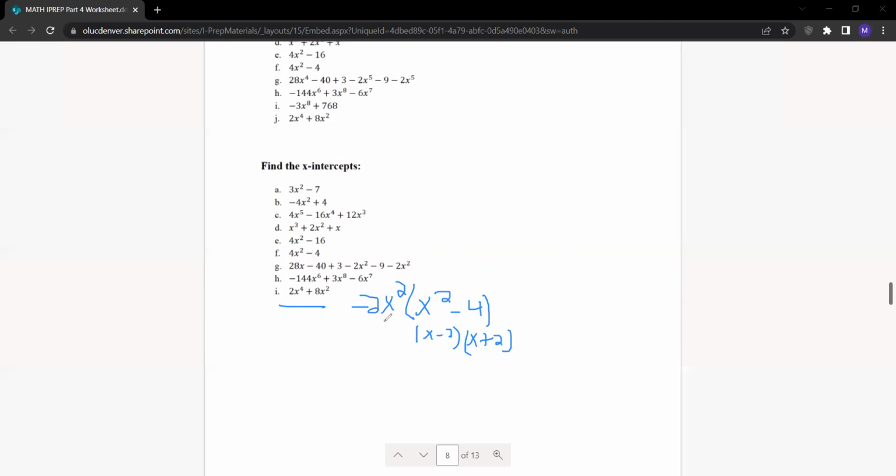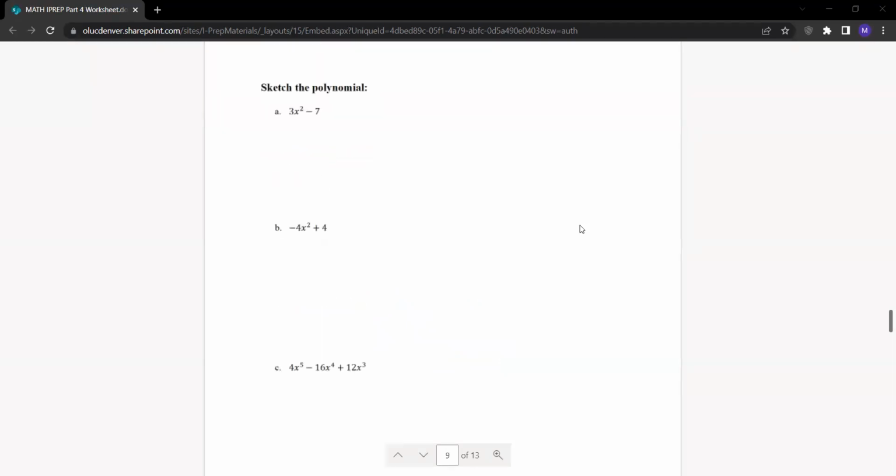Gotcha. So this one's kind of weird, right? Because we have to take out -2x squared, because x squared plus 4, we can't factor, right? It wouldn't work. But x squared minus 4, we can absolutely factor. So then we're left with 0, 2, and -2. So this one's kind of a weird one, but it is good that we went over that, because you can see sometimes you have to take out a -2 or a negative something, even if there's not a negative in your original equation. So now let's go ahead and sketch some polynomials.